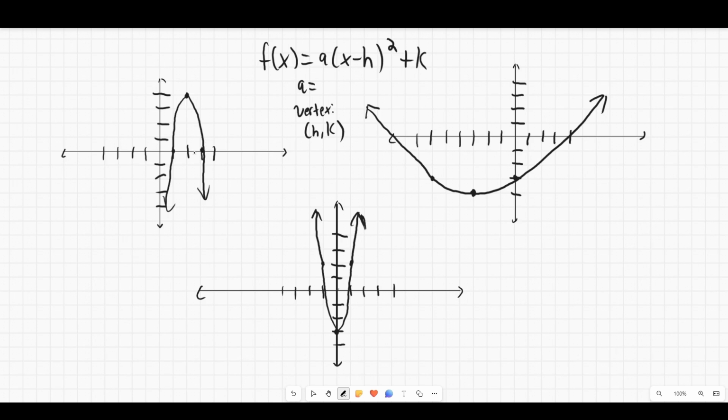So when we look at this graph, we can tell that our vertex is up here. Our vertex, which in this case is a max, is 1, 2, 1, 2, 3, 4. It is at (2, 4). I don't know why I'm counting. I made the graph. (2, 4). And what is my a value?